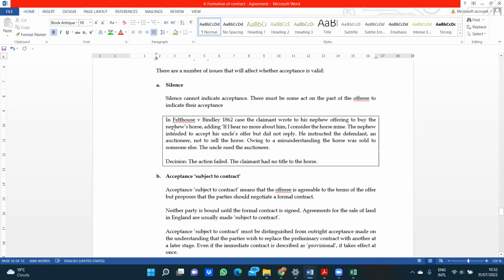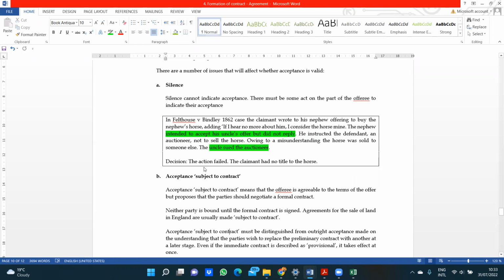For example, in Felthouse v Bindley, 1862, the claimant wrote to his nephew offering to buy the nephew's horse, adding, "If I hear no more about him, I consider the horse mine." The nephew intended to accept the uncle's offer but did not reply. He instructed the defendant, an auctioneer, which sold the horse under an auction. Owing to a misunderstanding, the horse was sold to someone else. The uncle sued the auctioneer.